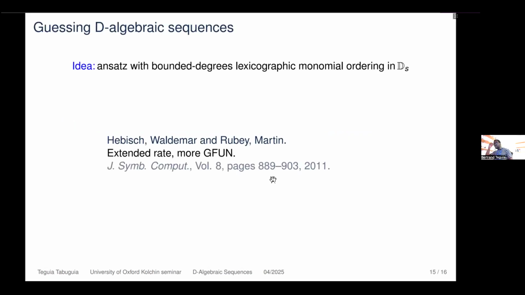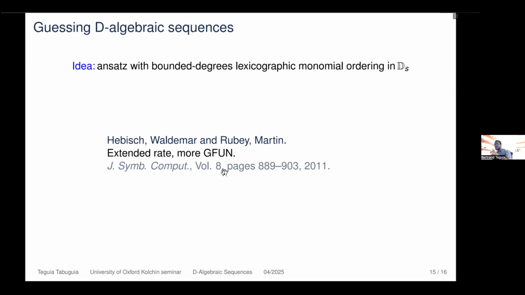And the idea we use is an ansatz with bounded degrees and lexicographic monomial ordering in DS. For instance, if you say degree 2, then you will only consider the monomials of degree 2, but ranked in a lexicographic monomial ordering. And you repeat this process, you only have constant coefficients. So it's not complicated to implement.